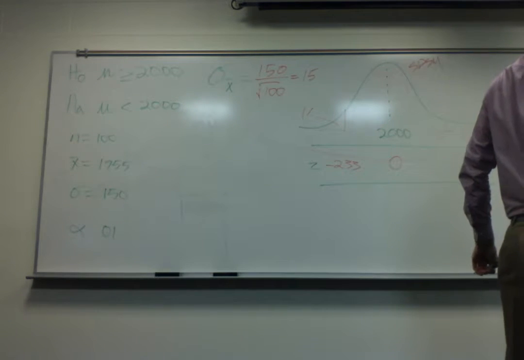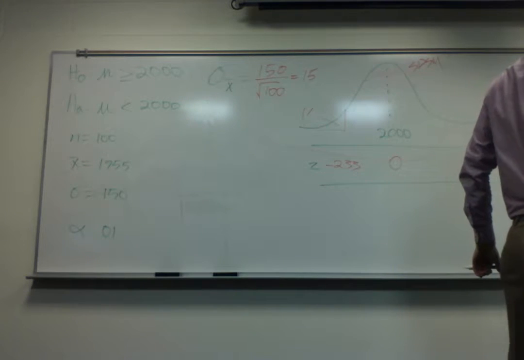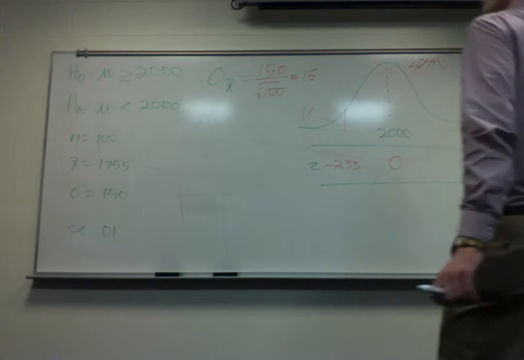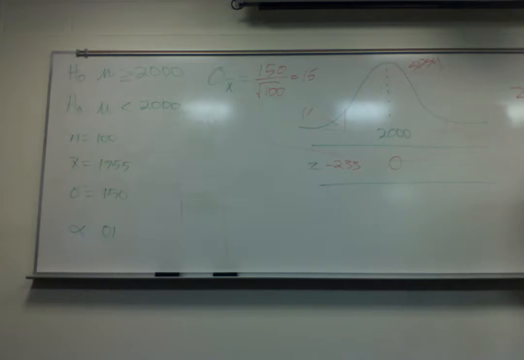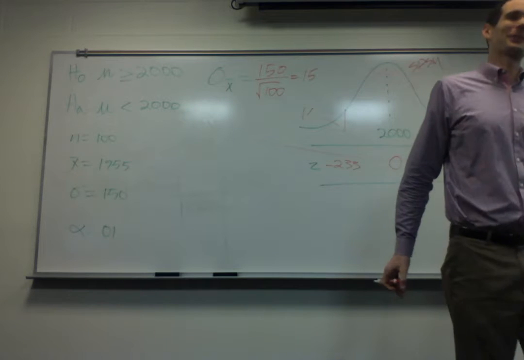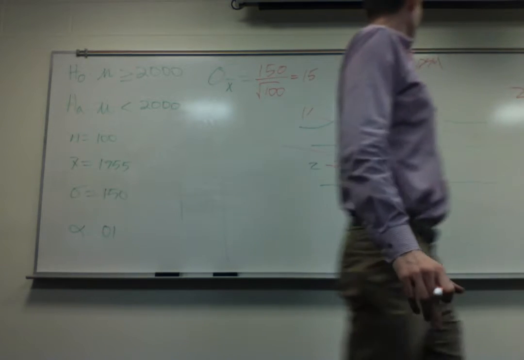So the top is 1955 minus 2,000, that's negative 45. 15 goes into 45 three times. Sorry about that. Okay, so it is negative 3.